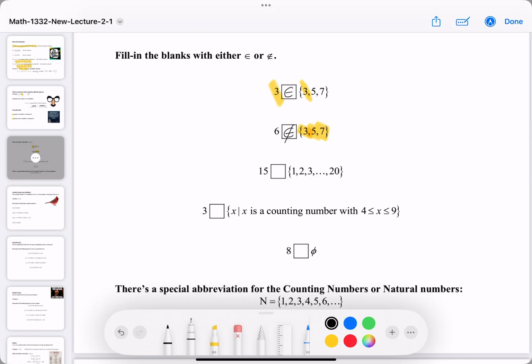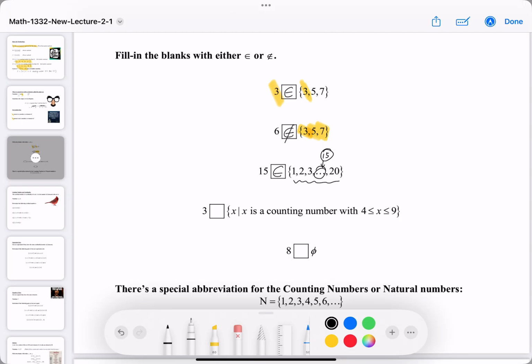Let's see the next one. 15 blank a set. In this set, they are all counting numbers less than 21. The counting numbers are from 1, 2, 3, 4, 5, 6, 7, 8, 9, 10 to 20. Inside the set, one element is 15. Even though we have 3 dots here, that means the numbers between 3 and 20. So 15 is an element of the set. Even though I didn't write the 15, you must know 15 is inside of the set.